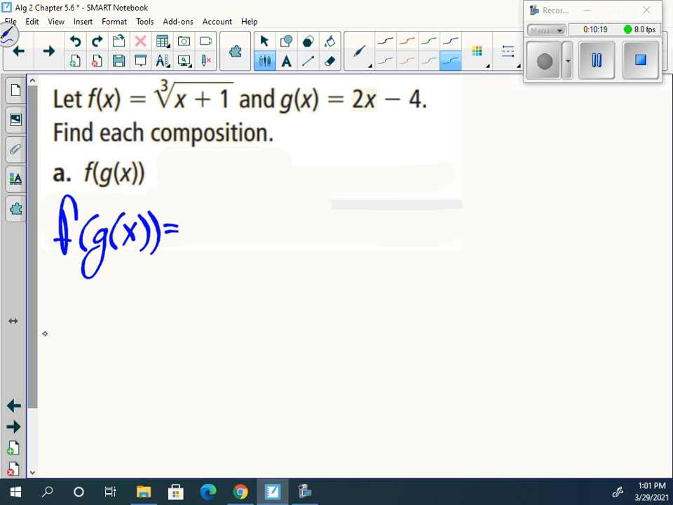So if we look at this here, we're going to start in the middle. We're going to plug x into g of x. Well, we already have what g of x is, yes? And what is g of x? 2x minus 4, because when we plug x into g of x, it is 2x minus 4.